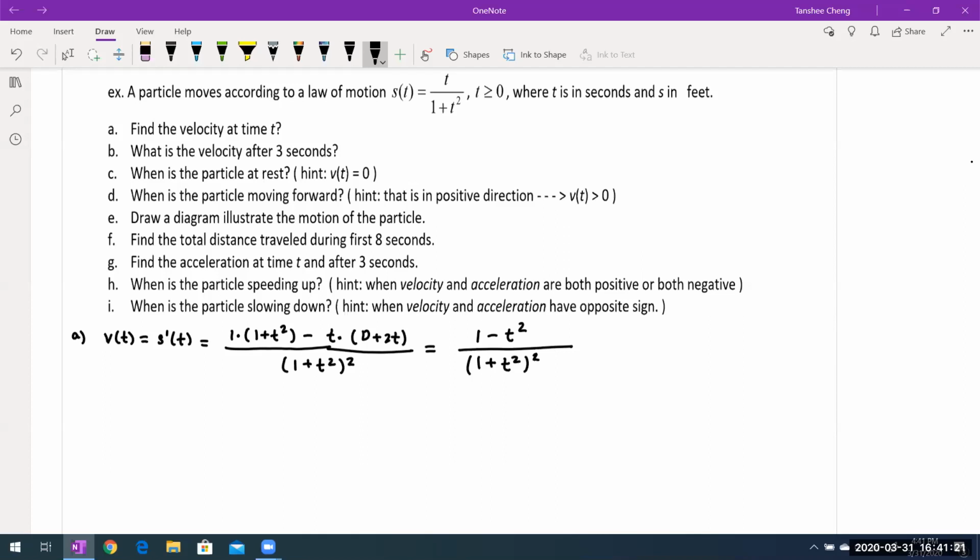So now, to answer part B of this question, which is asking you to find the velocity at time equal to 3, right? The velocity at time equal to 3. So substituting that time into the velocity function that we just found: 1 minus 3 squared, all over 1 plus 3 squared, quantity squared. Which will give me negative 2 over 25.